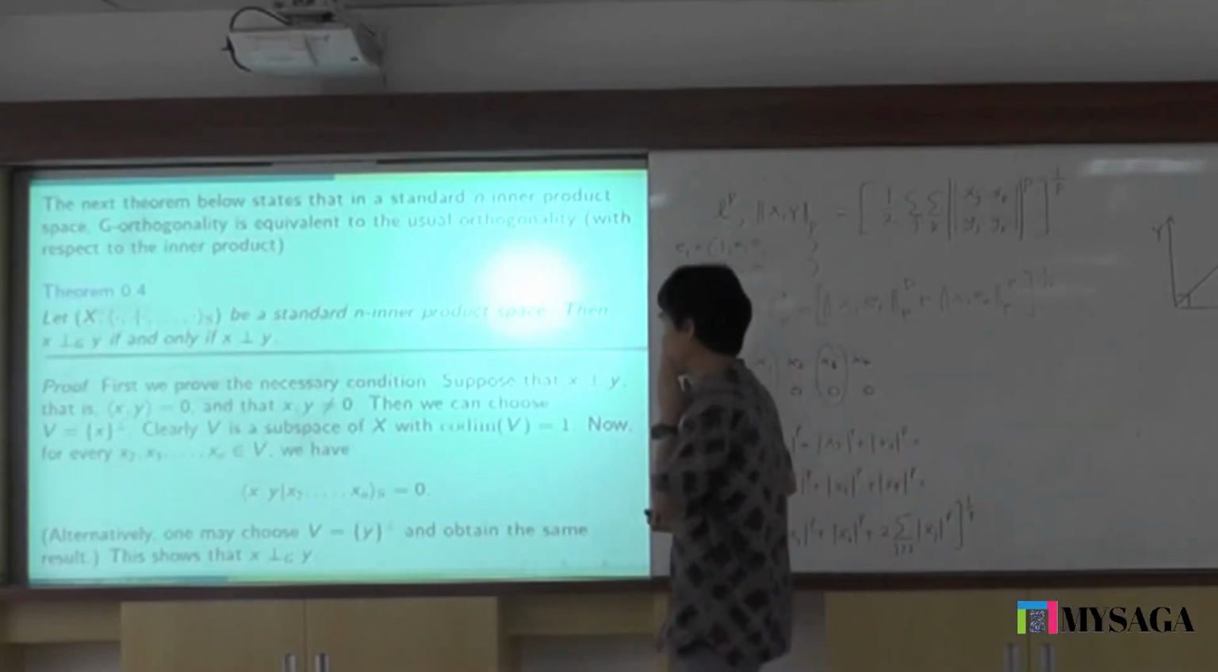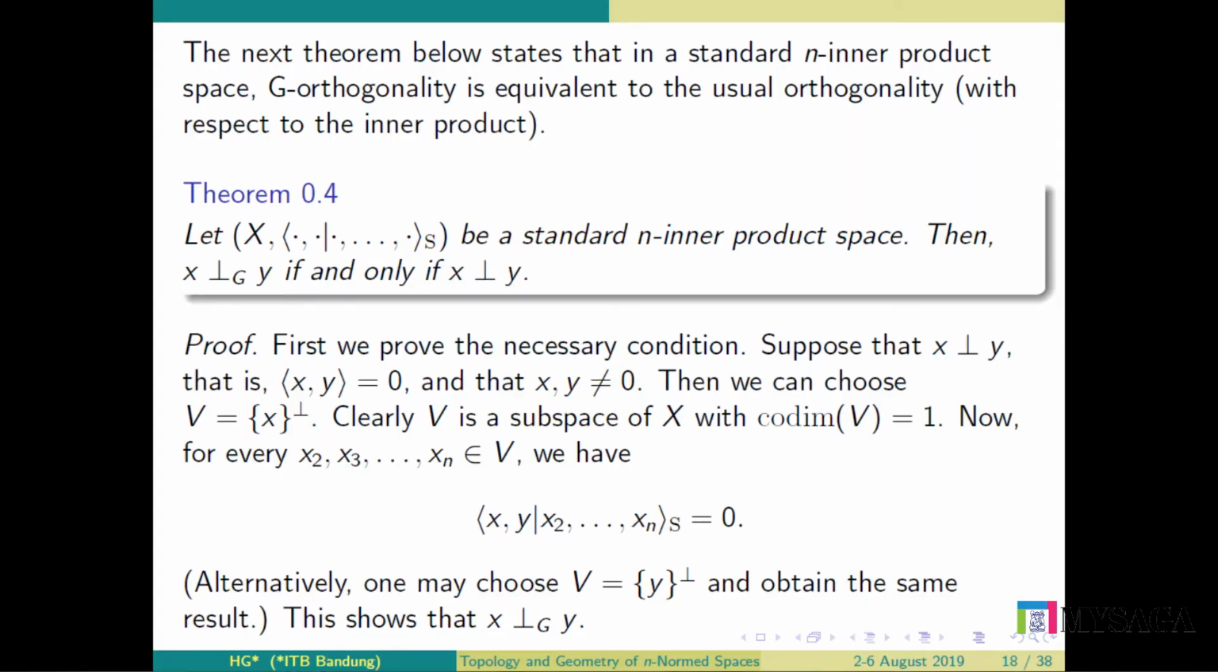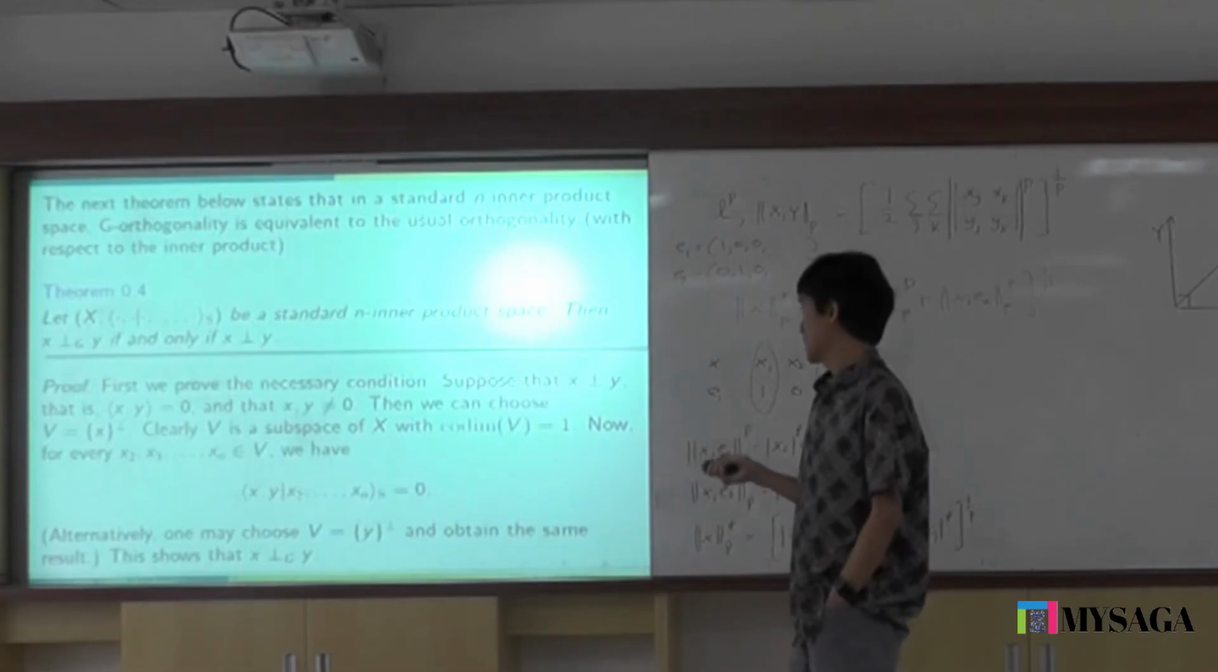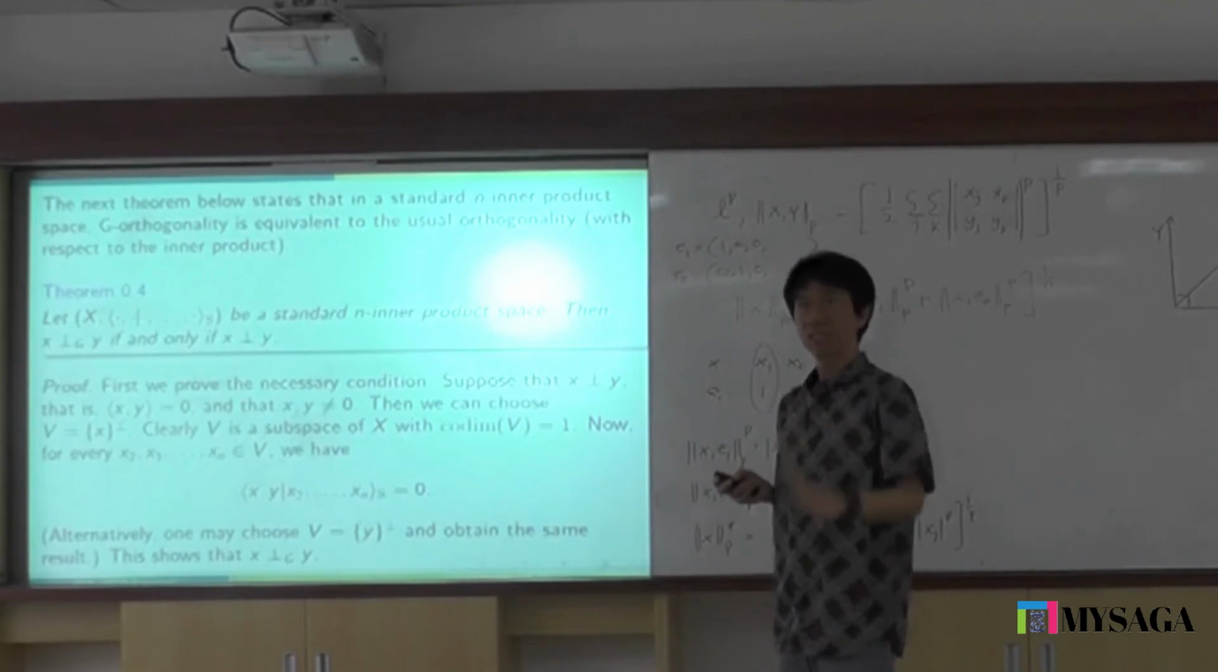So, I don't have time, I guess, but let's see how we prove the necessary condition. Suppose that we have the usual orthogonality, so from right to left, that's what we are going to prove. That is, the inner product is 0, and x and y are not zero vectors. Then we can choose V to be the orthogonal complement of x. This means that V is a subspace of X with dimension 1, because span x has dimension 1.